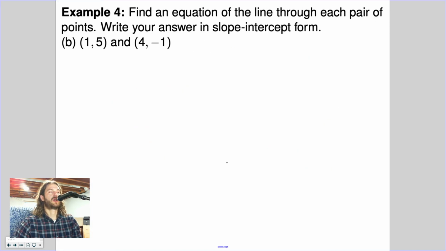This is your last problem. You guys can try this one on your own. Pause the video, give it a shot, and check in just a second.